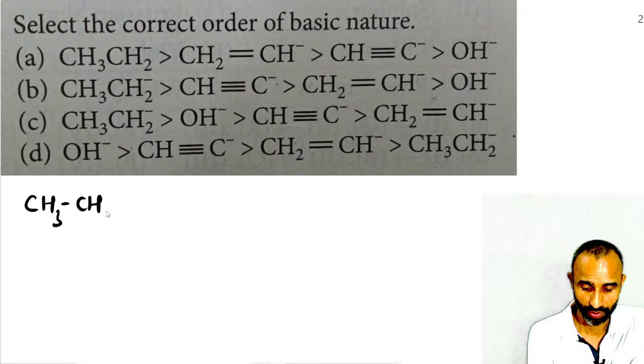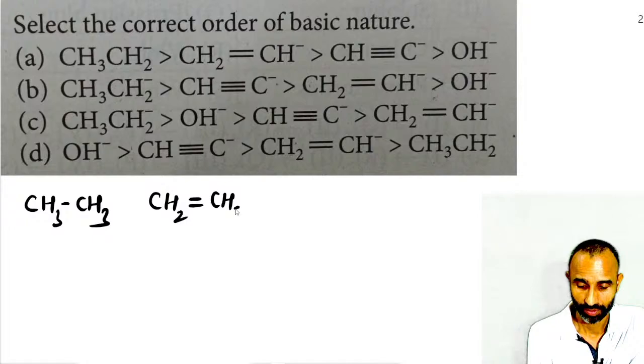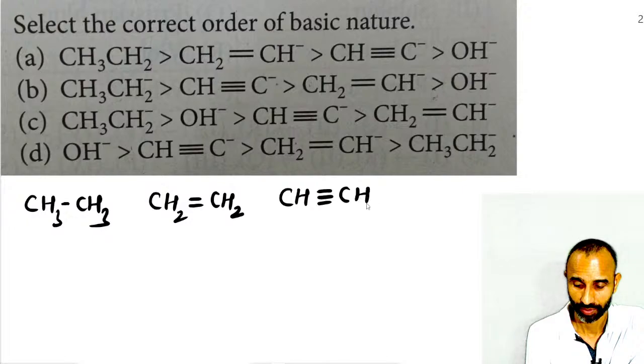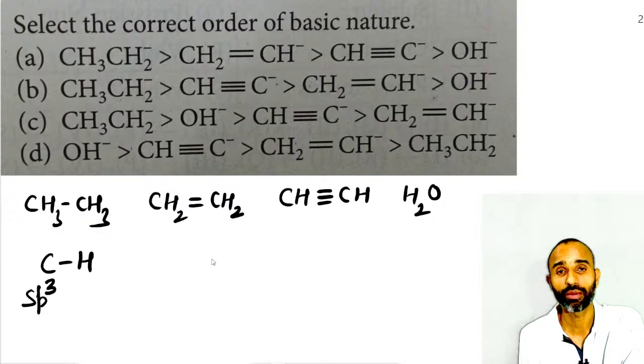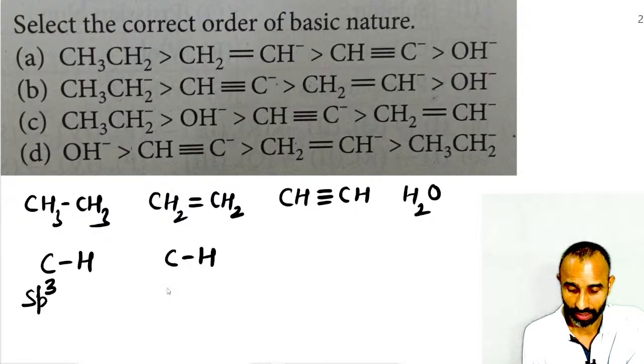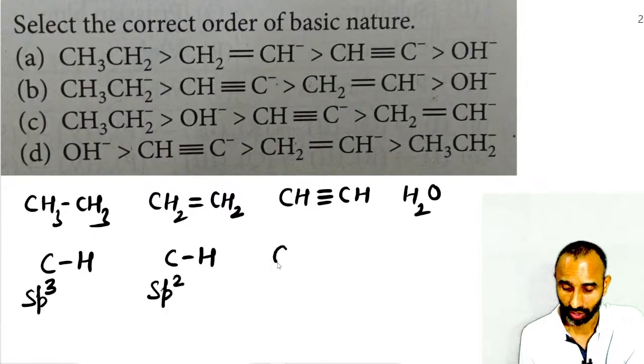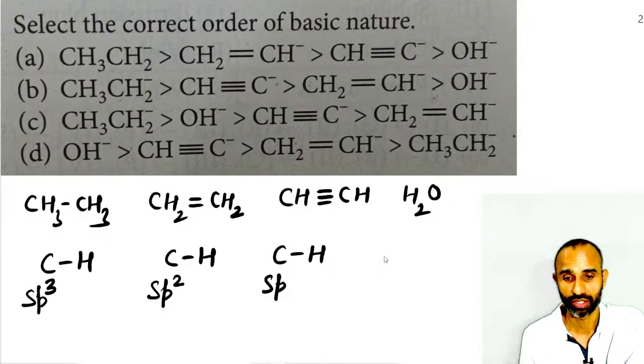See, we have ethane, ethene, ethyne, and water. So, in the first case, there is a CH bond and carbon is sp3 hybridized. In the second case, we have a CH bond and carbon is sp2 hybridized. In the third case, there is again a CH bond and carbon is sp hybridized. And in the last case, we have an OH bond.